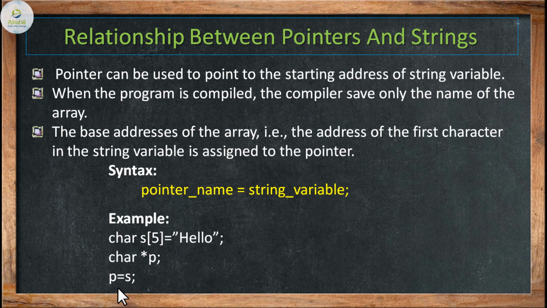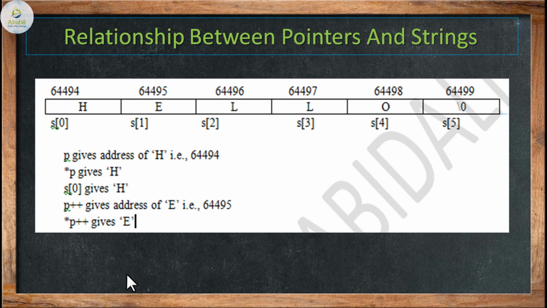What is the statement equivalent to? It is equivalent to P is equal to ampersand S of 0, that is the address of the very first element that is stored. So this is how pointers are related to strings. Now let us perform some operations. We have taken the memory address 64,494 as the starting address because a character will occupy 1 byte of memory space. We have taken it as hello, S of 0, S of 1, 2, 3, 4 and 5. The very last value will be a null, indicating the termination of the string.